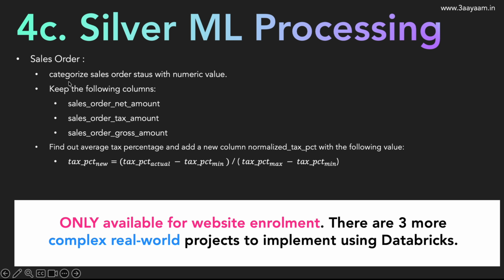For sales order, you'll have to categorize sales order status with numeric value. You'll have to keep the following columns and you have to find out the average tax percentage, and you'll have to add a new column with the name normalized tax PCT with the following value. First, you'll have to find out the average tax percentage, and then you'll have to calculate the normalized tax percentage for each row in the entire dataset.